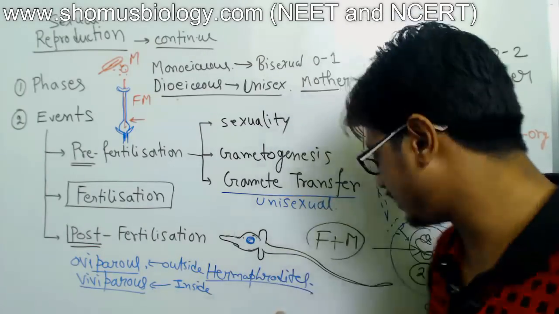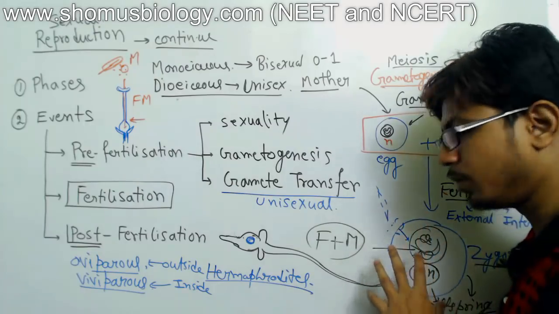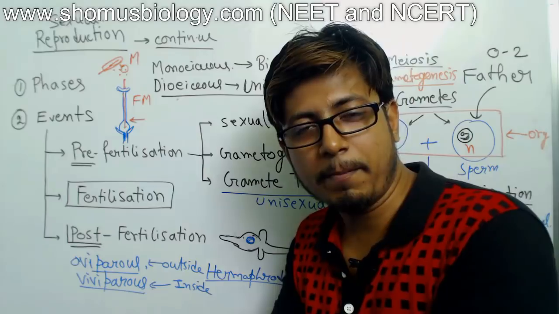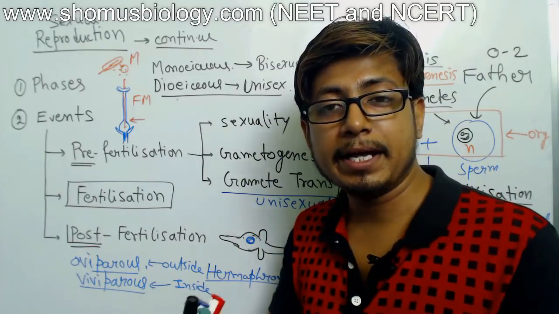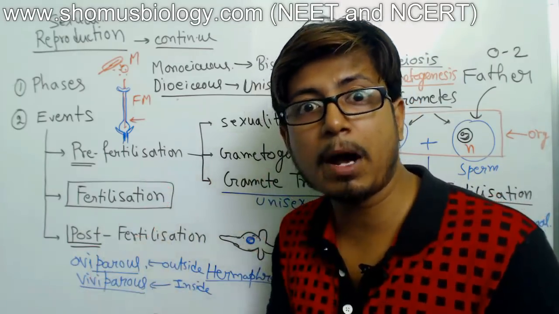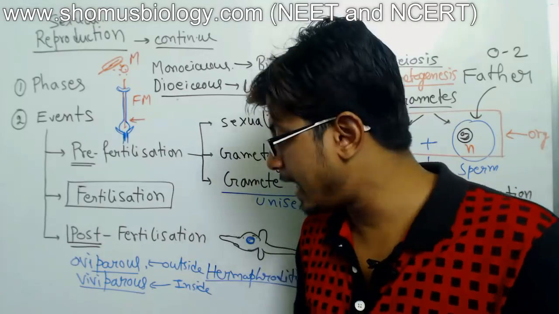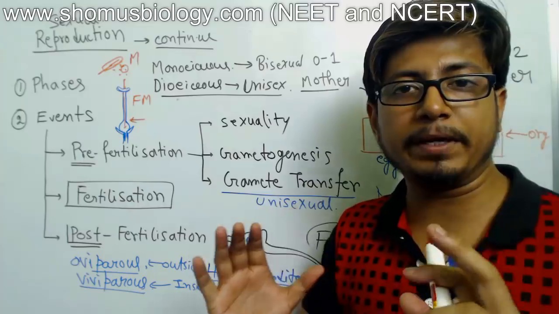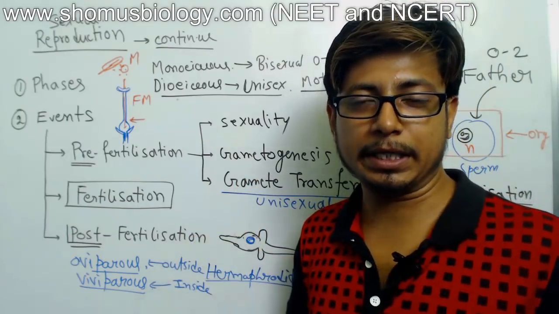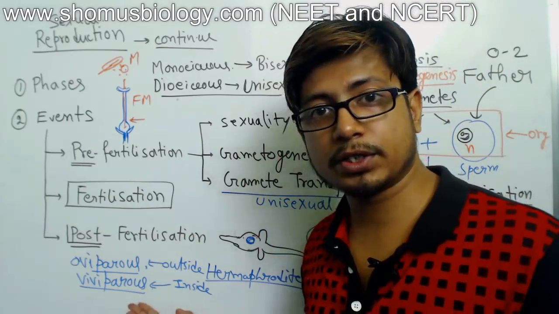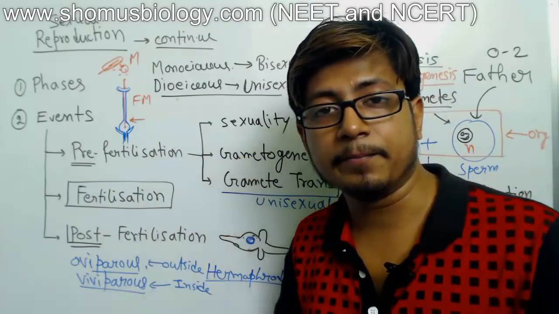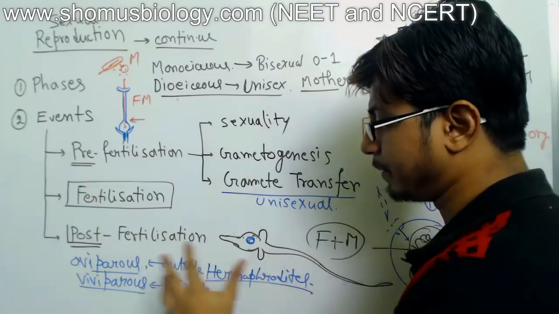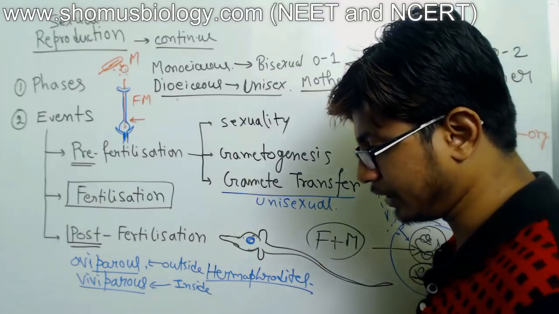So once the zygote is formed, it needs to be implanted in the body of the woman, and then it starts dividing inside a special pouch known as the placenta, producing a complete, fully functional human being. That is viviparous, because it takes place inside the body of the woman. So that's the difference between these two types regarding post-fertilization events.